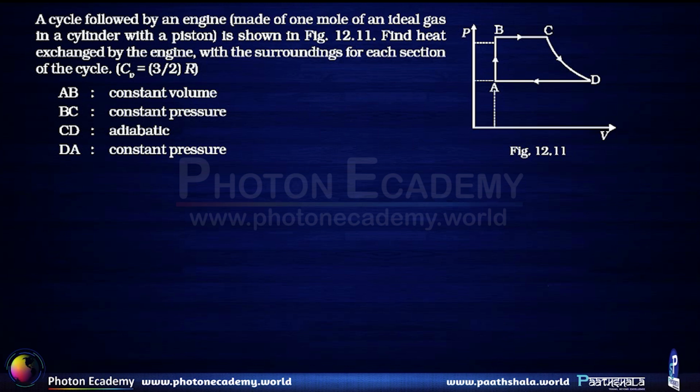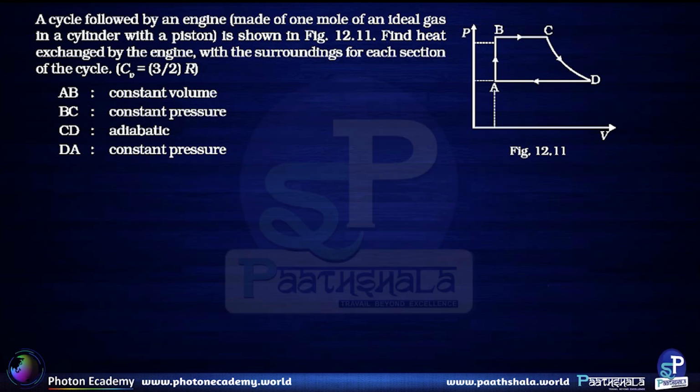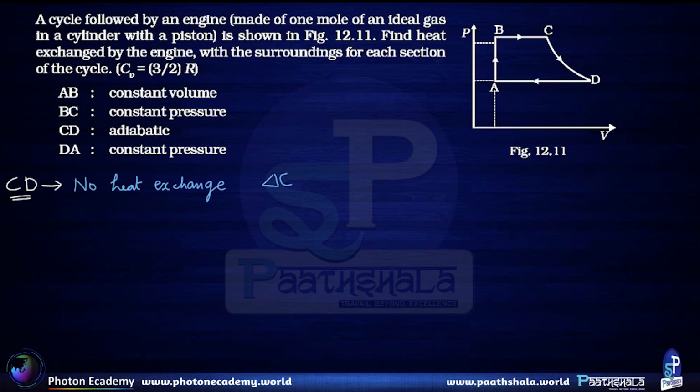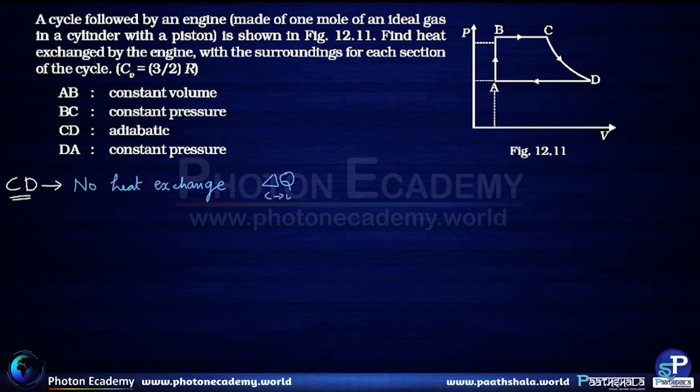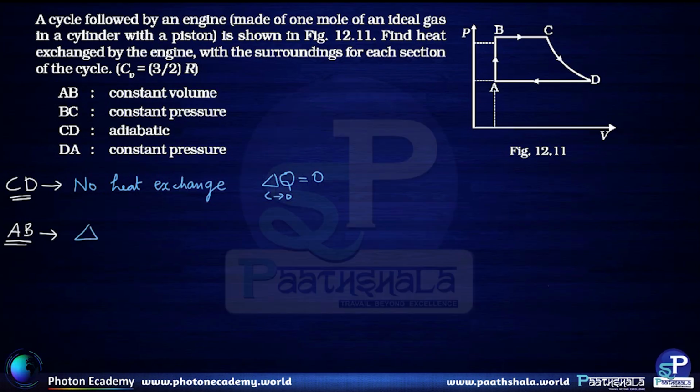First, in the path CD, as it is adiabatic, there is no heat exchange. So in path CD, delta Q from C to D is 0. Let's analyze path AB. AB is an isochoric process, and in an isochoric process, work done is 0. So work done in going from A to B is 0.